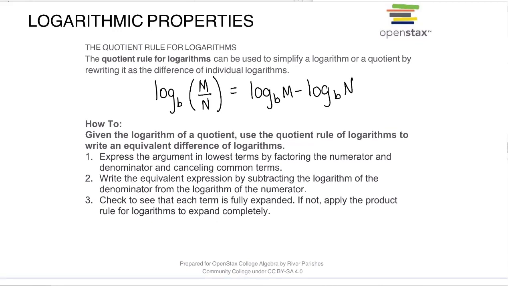Alright, so now moving on to the quotient rule for logarithms, and it says we can break a quotient into a difference. So we would subtract: log base b of m minus log base b of n. So for this one, you want to first make sure you express the argument in lowest terms. So you're going to factor the numerator and denominator and cancel out any common terms. Then you're going to write the expression by subtracting the logarithm of the denominator from the logarithm of the numerator, and check to see that each term is fully expanded. If not, apply the product rule for logs to expand completely.